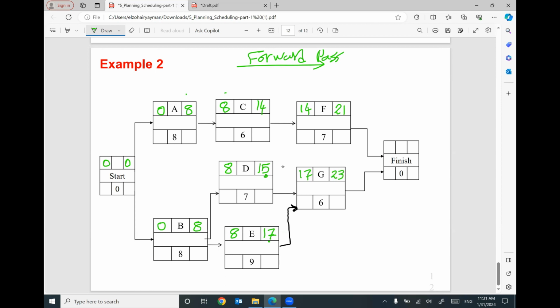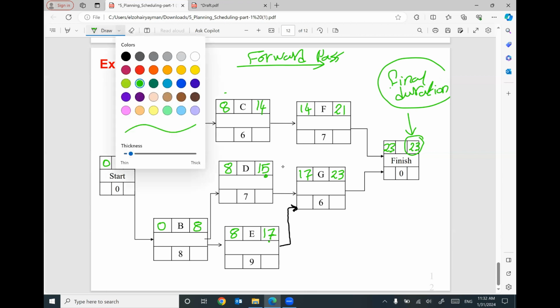The finish of the project, we have here 21, we have here 23. I'm going to use 23 plus 0 is 23. 23 will be the final duration of the project. So the total duration of this project will be 23 days or weeks or months, whatever the unit.